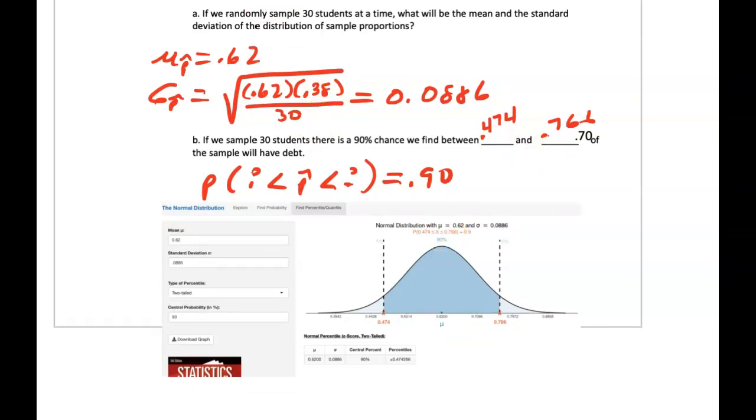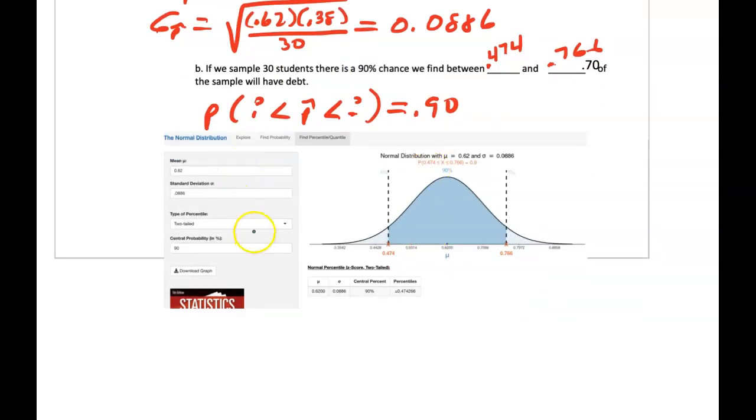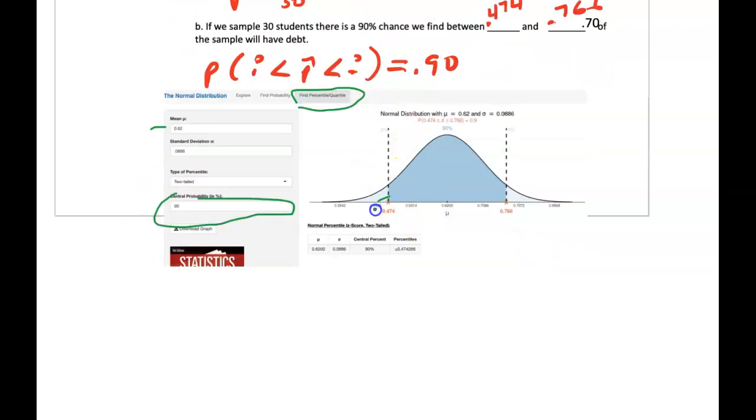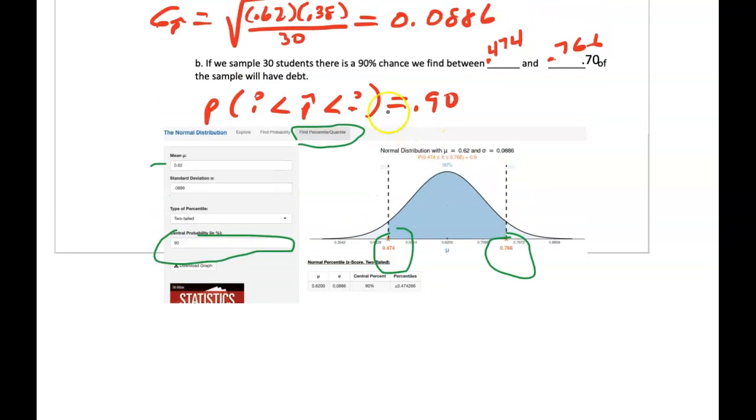Let me see if I can zoom in a little bit here so we can take a look. What you would be doing is finding percentiles on the normal calculator. You're doing a 90%, using the mean and standard deviation that we have up here, and then it gives you those numbers, 47 to 76. So it's a percentile question, because they're asking you to find the values when they give you the percent.